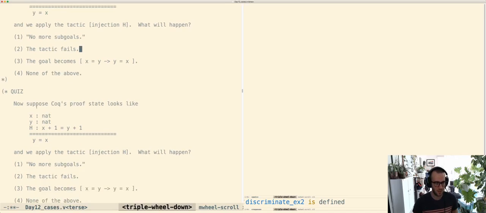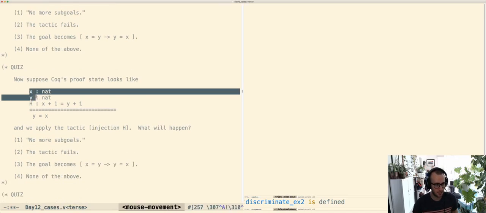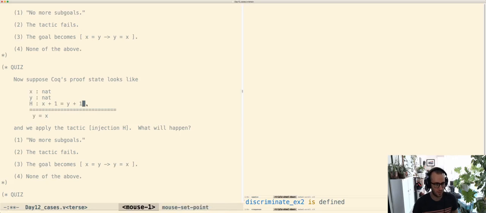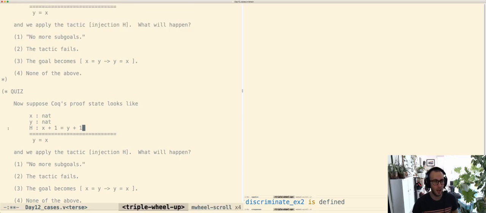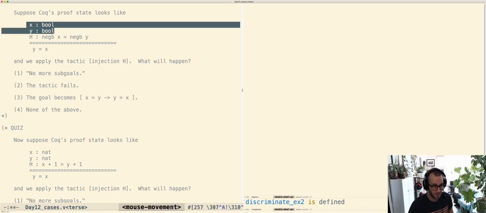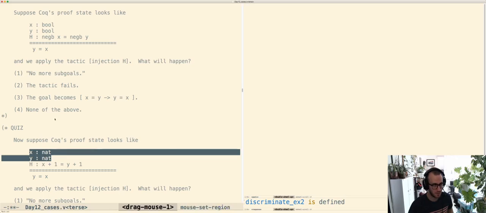Next one. Now suppose that Coq's proof state looks like this. x and y are nats. We need to prove that y equals x. We have x plus 1 equals y plus 1. We do injection H. What will happen? I want to draw a connection here. Those of you who attended Sri Krishnamurthy's talk about transfer, this is the same problem. We have two variables, different types. Okay, sure, different types, but two variables.